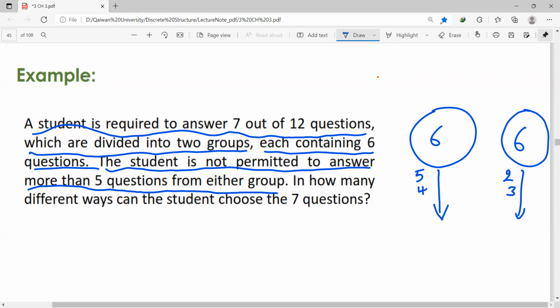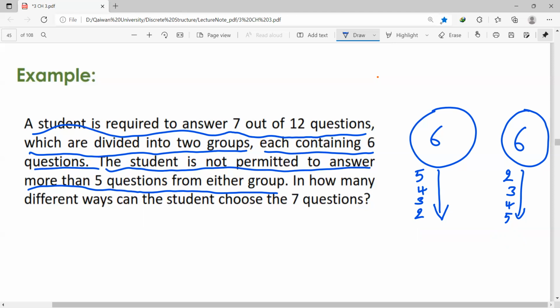And when the student answers 3 questions from this group, how many questions from the other group? 4. And when the student answers 2 questions from this, it's 5. Can the student answer 1 question from this one? Let's see. How many more questions for the other group? 6. But the student cannot answer more than 5 questions from either group. That means we do not have this case, 1 and 6. We have only these 4 cases.